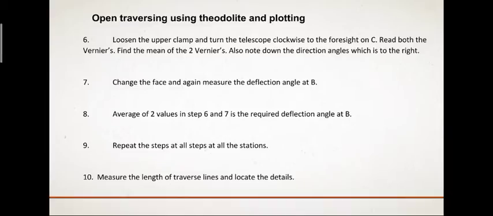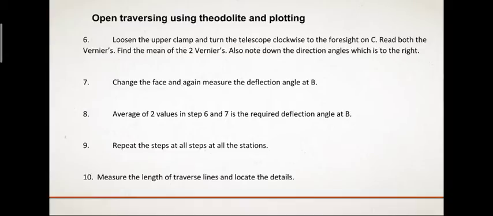Right, and you have to calculate that angle with the help of the vernier scale and the main scale. How are you going to do that? Once you transit the telescope, you have to loosen the upper clamp, and then bisect the point C. Now change the angle phase and do it once again for the point B, and carry out the same throughout the length of the open traverse.